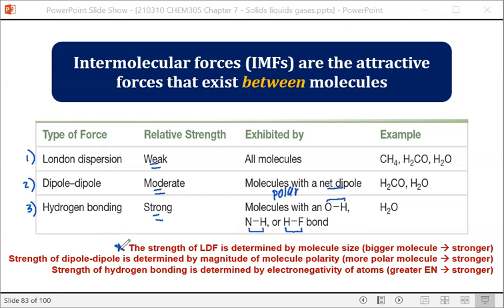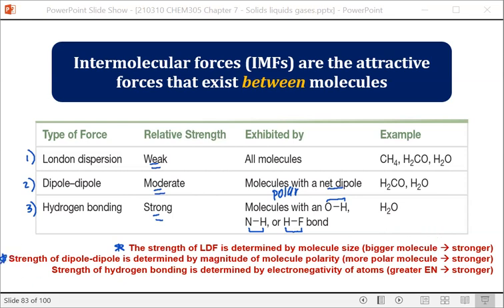So the strength of different London dispersion forces, LDFs, is determined by the molecule size. Bigger molecules are going to have stronger LDFs. So if you're comparing 2 molecules that only have London dispersion forces and you're trying to figure out which one of those 2 has the strongest LDF, look for the bigger one. And we're going to talk about why in a few slides.